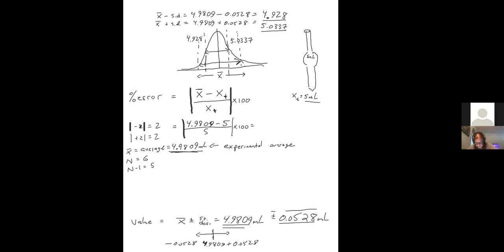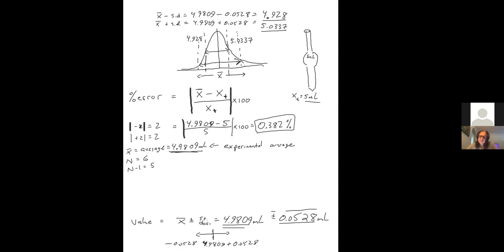Okay, so I get, if I didn't use the absolute value, it came out to negative 0.382, but I used the absolute value. So it comes out to about 0.382%. That's even after multiplying by 100. Okay.